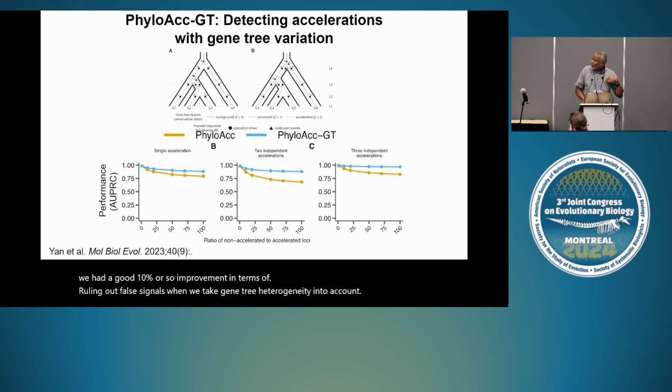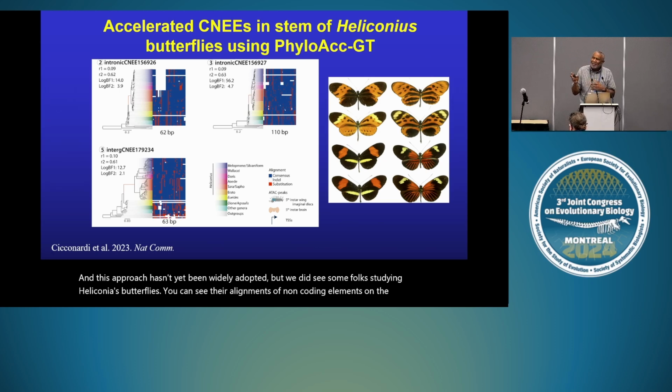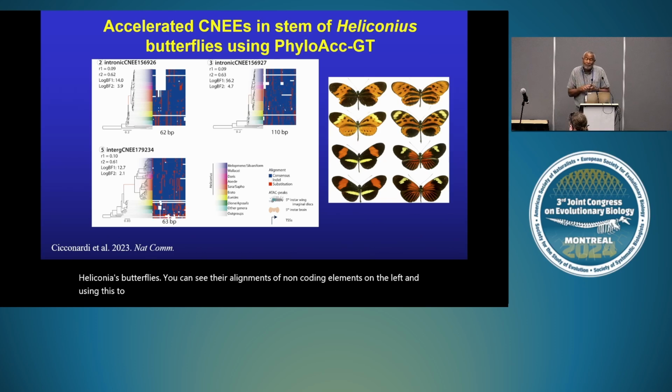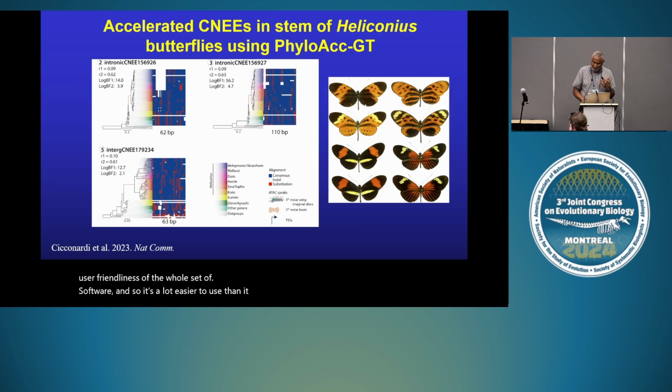And this approach hasn't yet been widely adopted, but we did see some folks studying Heliconius butterflies. You can see their alignments of non-coding elements on the left, and using this to look for lineage-specific accelerations on the branch leading to Heliconius, which of course is a well-known adaptive radiation. I should say too that we've greatly improved the user friendliness of the whole set of software, and so it's a lot easier to use than it was a year ago.